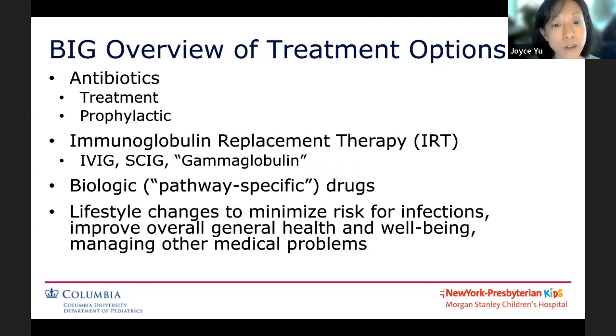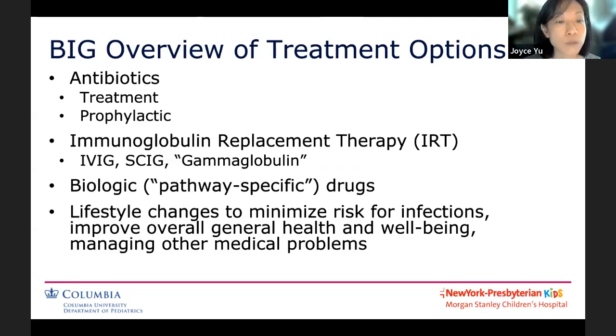And then finally, there's also lifestyle changes. People think about treatments like antibiotics and gamma globulin, but also don't forget there are lifestyle changes that you would want to employ to help minimize your risk for infections. For example, if you're at risk for getting infection from water, you might want to be more cognizant to drink bottled water. You might want to avoid activities that may increase your risk for exposure to fungal infections.